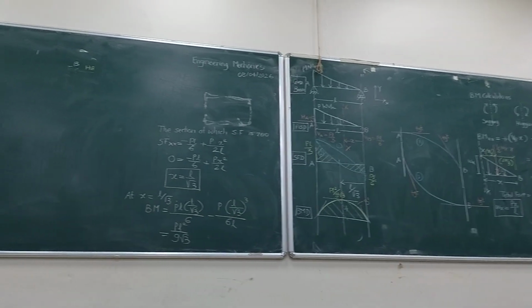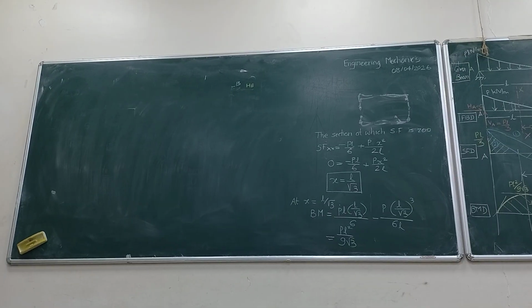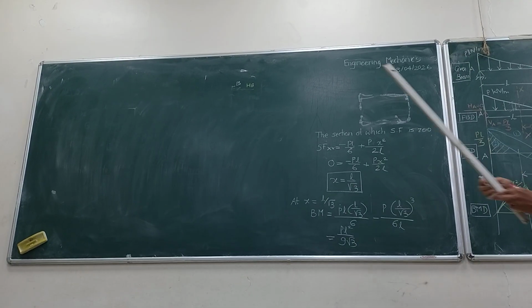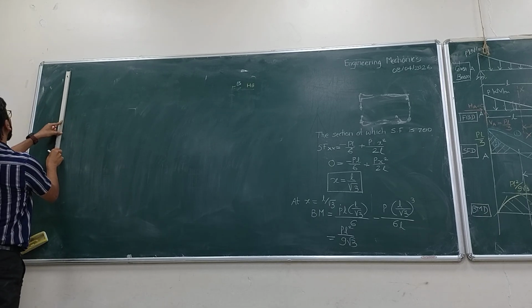I will describe the beam. While I draw, you also draw. Take a simply supported beam. Left end hinge, right end roller.